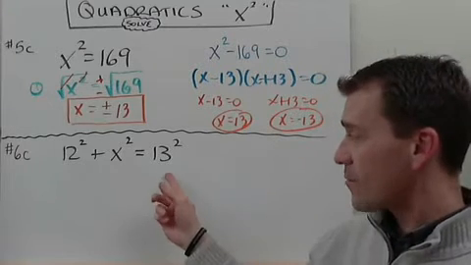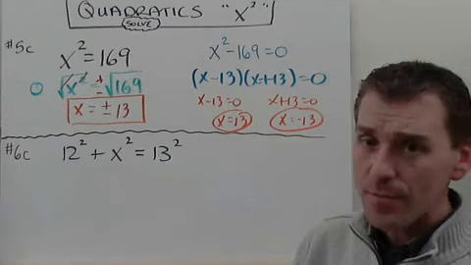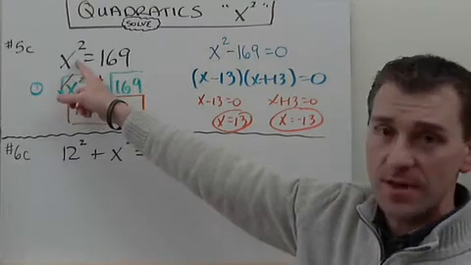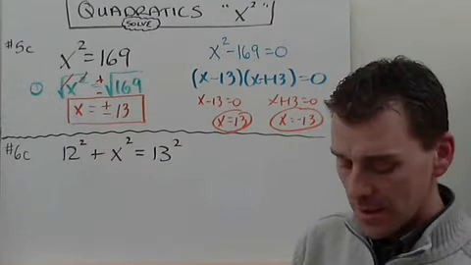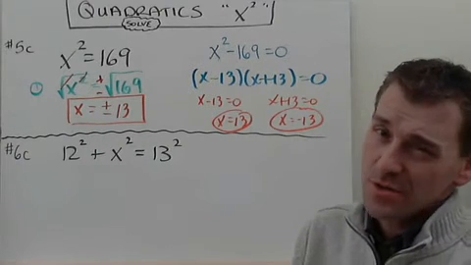Down here, this one here, well, you can't take the square root of both sides because x squared is not by itself like this. So you cannot do that method. How do you do it? Well, this is a tricky one. You have to use your order of operations. It's the only way you can.